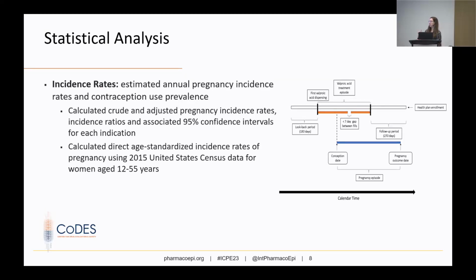The figure here is to help show how we figured out pregnancy and treatment episodes. So we made treatment episodes of valproic acid where we allowed gaps between fills of 7 days. And then we simply were looking for a conception date that overlapped with that treatment episode.